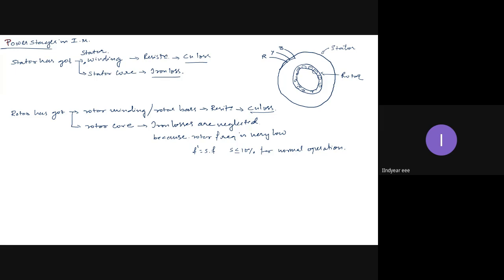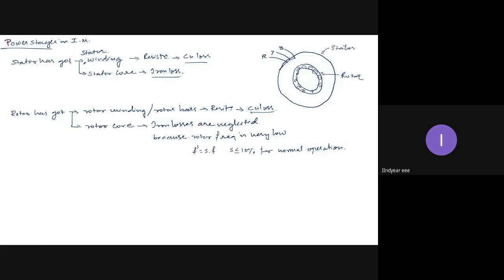So the remaining amount of power after rotor copper losses is the power developed in the rotor, which is called gross power developed. That gross power will also satisfy the rotational losses, friction and windage loss in the motor. Remaining power after satisfying friction and windage loss is supplied to the load in the form of output power.